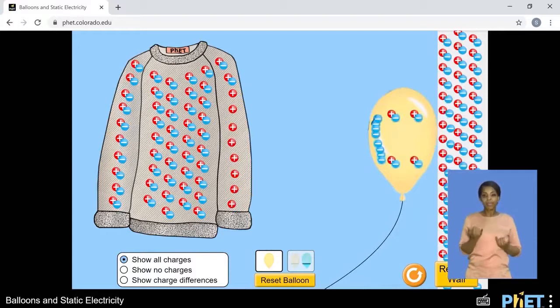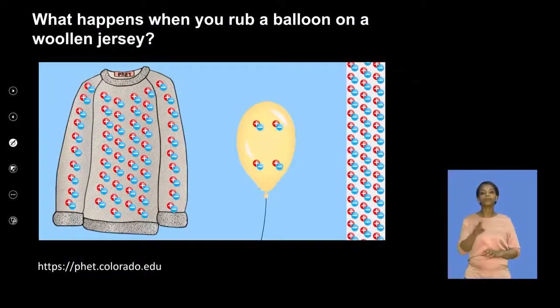Now, look at what happens. Now the balloon can stick onto the wall, okay, because it has acquired excess negative charge. It means it has got more negative charges than positive charges. Hence, the net charge in it is actually negative, right? Okay, so that was the simulation.